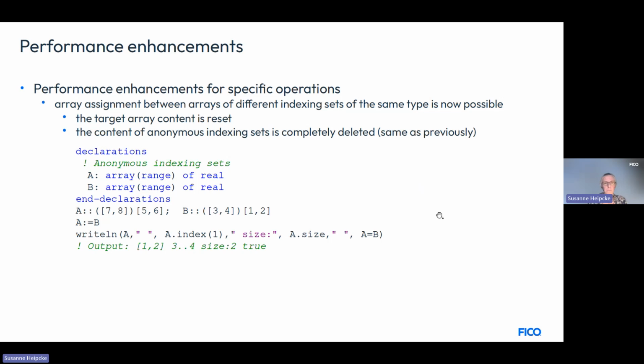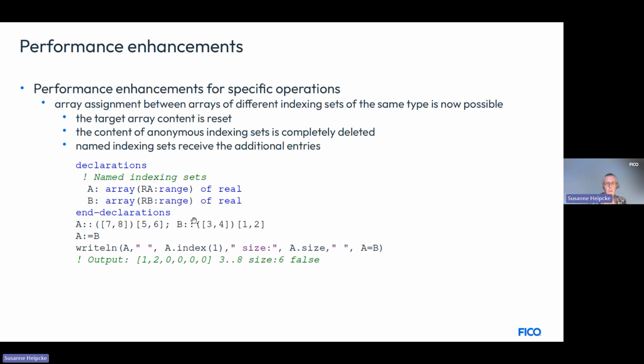Okay, now coming to other features that we have for Mosel, performance enhancements. We have the array assignment. If we have two arrays, here A and B, with anonymous indexing sets, so they are not named, I can just assign B to A, and I have equality here, so that evaluates to true. That's not new. This has always been like this.